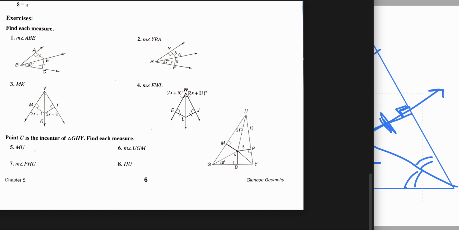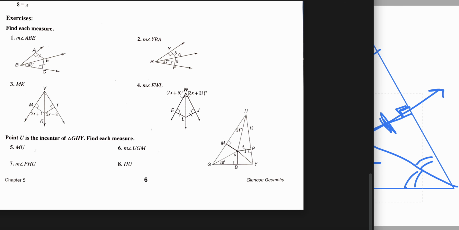Lastly, we have HU. It's this line. How do we figure out what it is? Well, this triangle over here is a right triangle, right? Because we have a right angle here, we have a right angle over here. We have this side is 5, and this leg is 12. So we're looking for the hypotenuse. And you could find that using the Pythagorean theorem, and you'll find that HU is 13.